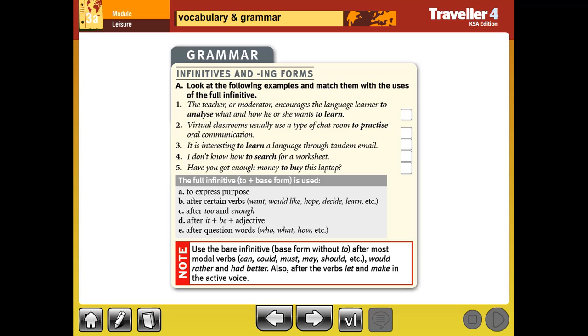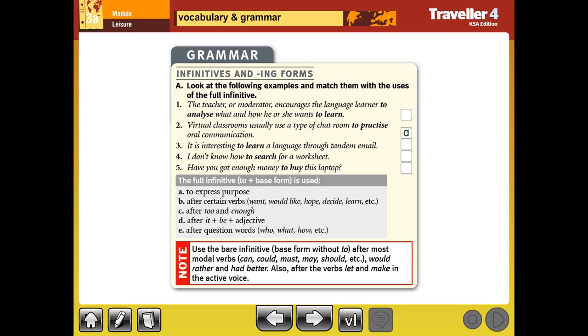Now I want you to match A, B, C, D, E with the sentences given above, 1, 2, 3, 4, 5. A, I said, to express purpose, أعبر عن الغرض. What sentence? Look at number two. Virtual classrooms usually use a type of chat room. Why? To practice oral communication. There is a purpose، في غرض. Virtual classrooms are used why? To practice، لكي نتدرب على oral communication.